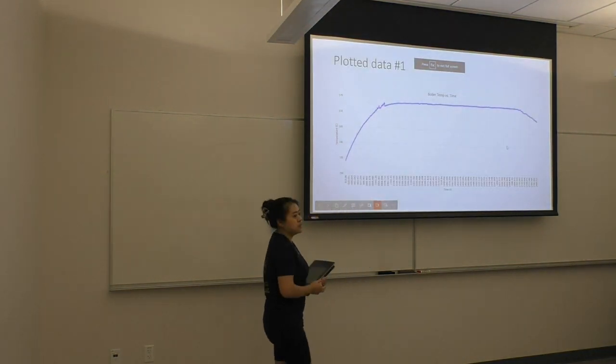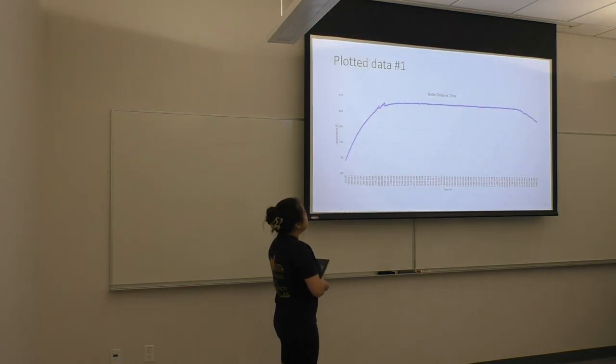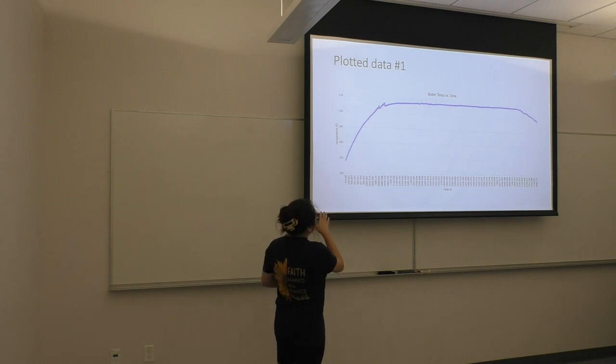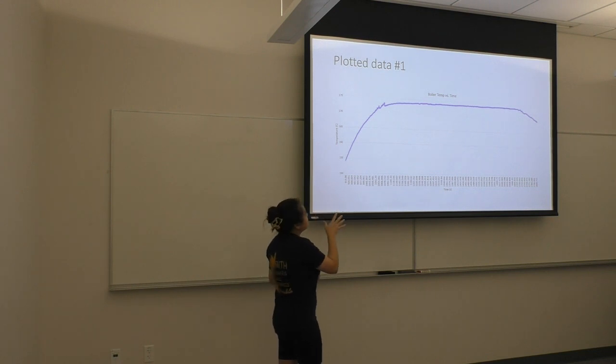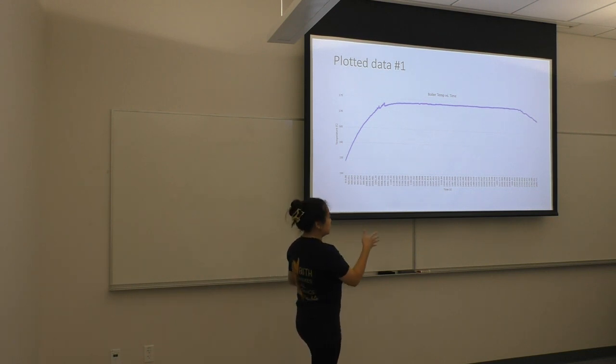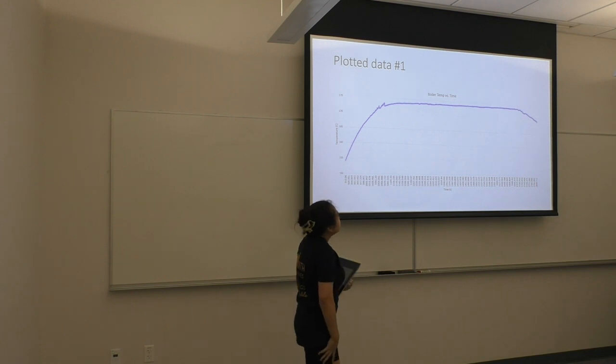So this is from the data that we got from the DAC system. You can see that the temperature in the beginning was a lot lower than as time went on. So that is the boiler temperature versus time as it went on.